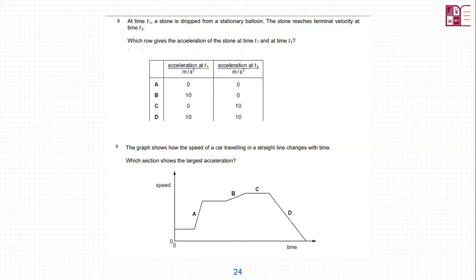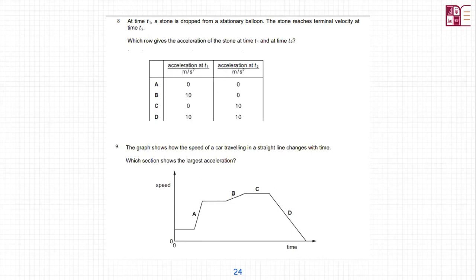the acceleration would still be the gravitational pull acting in its full force, which would be 10 meters per second square. But when the stone reaches terminal velocity, we know terminal velocity is a uniform velocity, and it carries down till the body hits the ground. So the acceleration at uniform velocity is always zero. So acceleration at t1 would be 10 meters per second square, and the acceleration at t2 would be 0 meters per second square, because terminal velocity is a uniform velocity and acceleration is zero at uniform velocity.